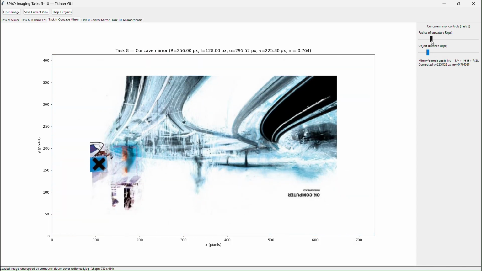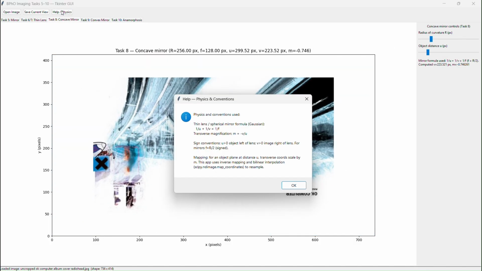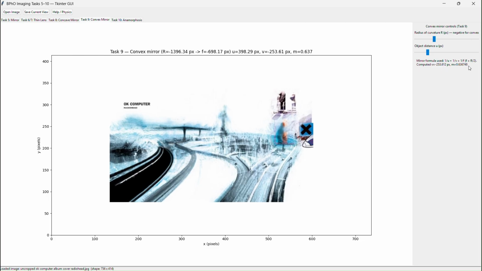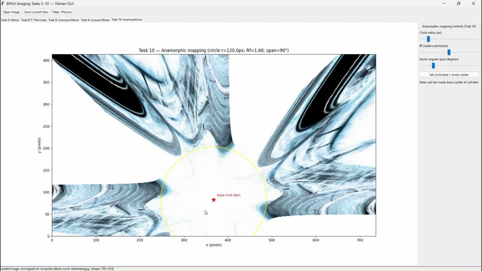Task 8 is a concave mirror with a slider for radius of curvature and object distance. It shows the transformed image and focal length. Task 9 is very much the same as Task 8, but with a negative radius of curvature.